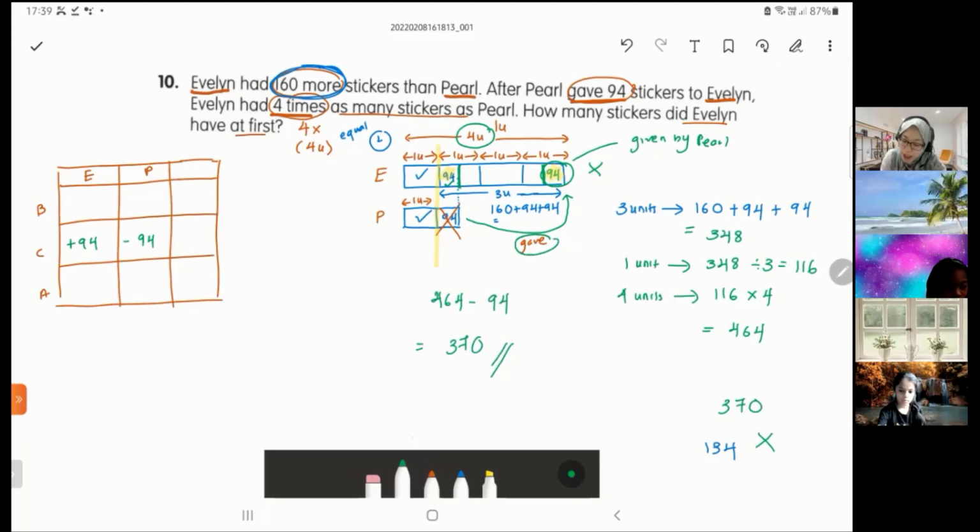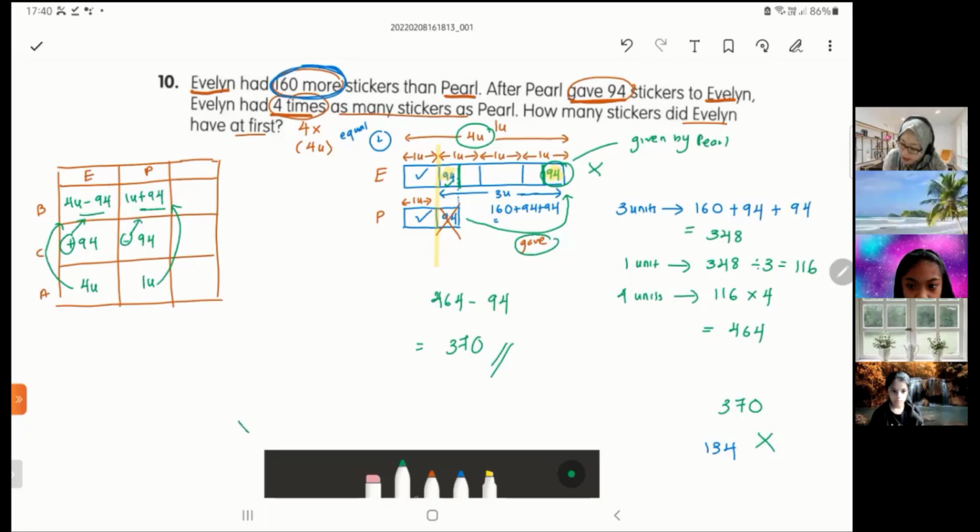Okay. In the end, Evelyn has 4 units, and then Pearl is 1 unit. Right? And I want to know how many stickers Evelyn had at first. I want to find this one. So you can see there's blank and blank. What do we do? We go backwards. 4 units go on top. We go backwards. 1 unit goes on top, right? Here will be minus 94. This one goes on top, becomes opposite. Here goes on top, becomes plus 94.